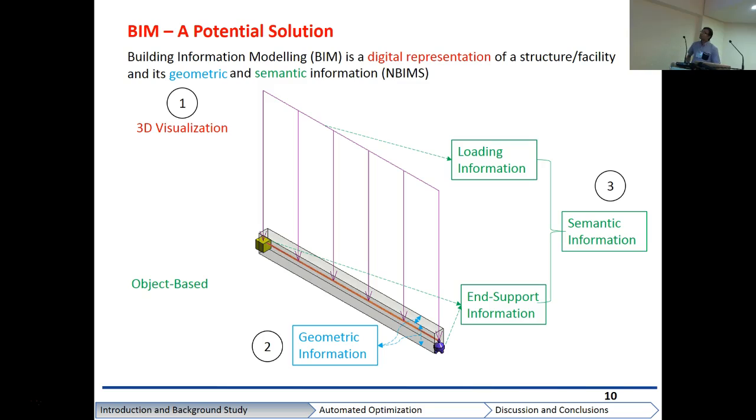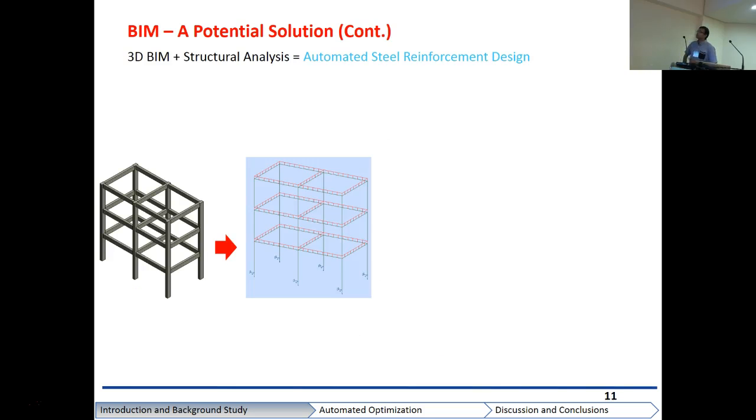For example, in the given figure, we have an RC beam showing the 3D view of the beam. Moreover, it contains geometric information like the width and the depth of the RC beam, and it also contains semantic information like loading information and support information. Taken together, all this information is required for steel reinforcement design. Hence, it can help us to automate the steel reinforcement design process.